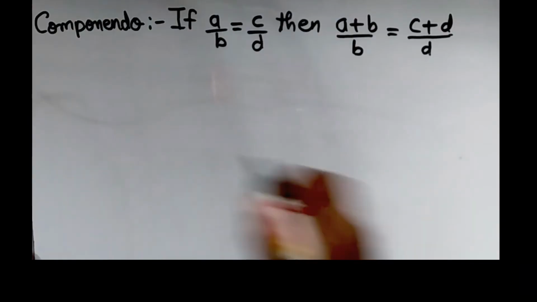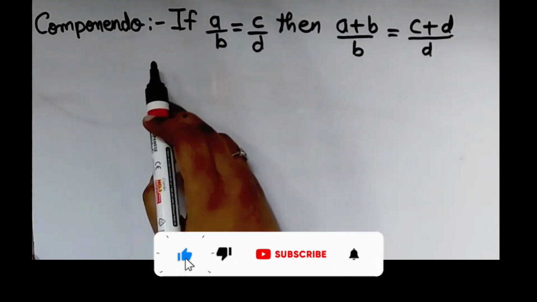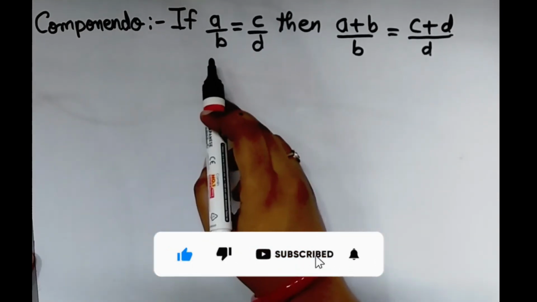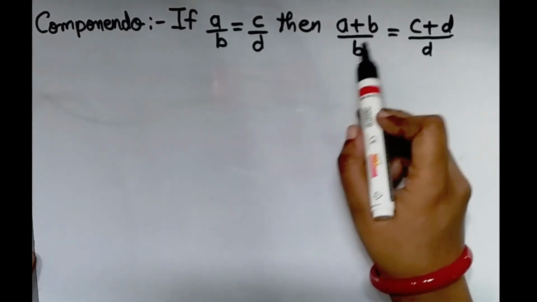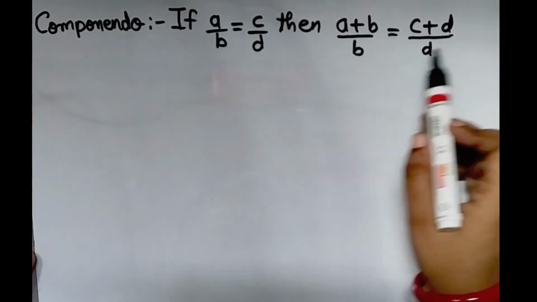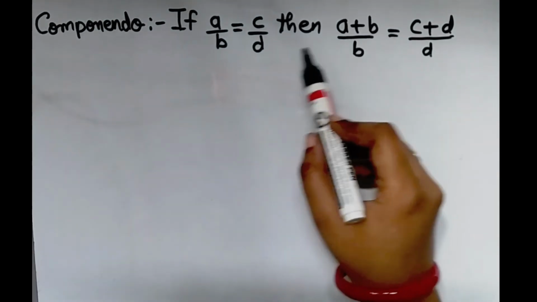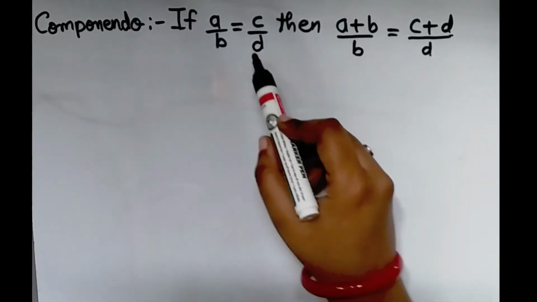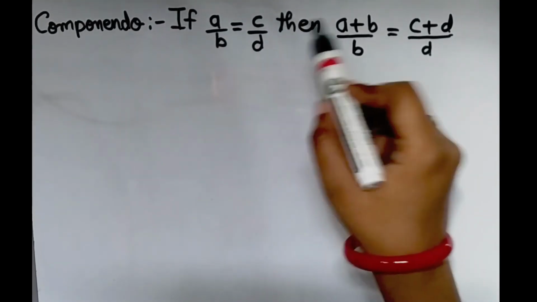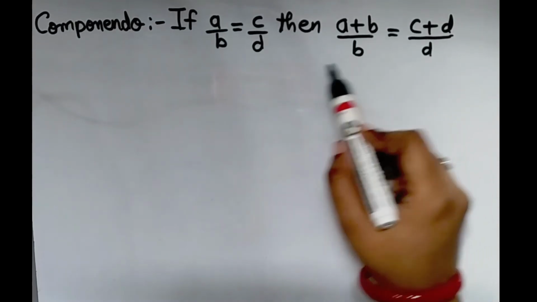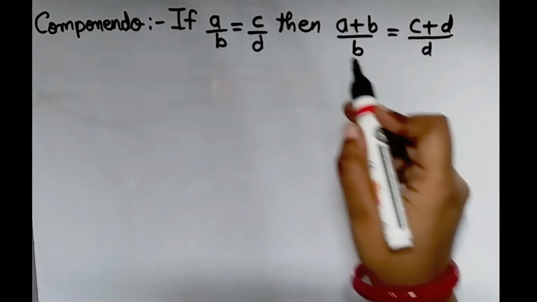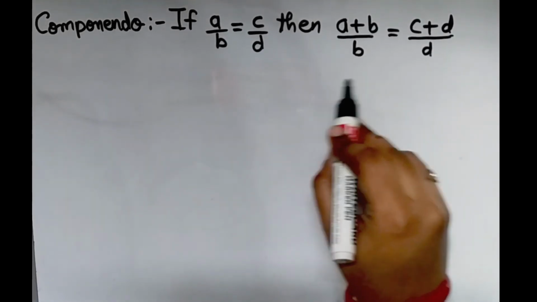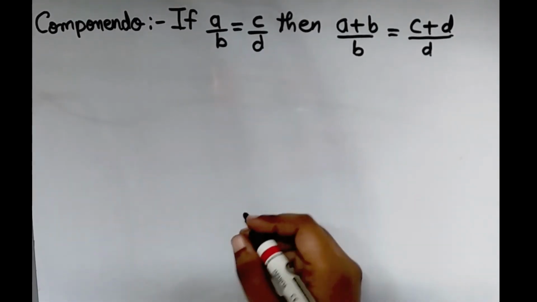Next property is componendo. That is, if A upon B is equal to C upon D, then A plus B upon B equal to C plus D upon D. So here in this property we will add the denominator to the numerator, and the denominator we will keep as it is. So only the numerator will change, the denominator will remain as it is. So we will prove this.